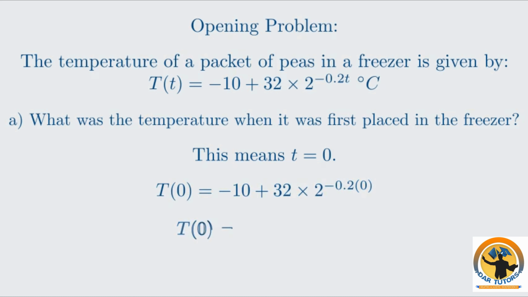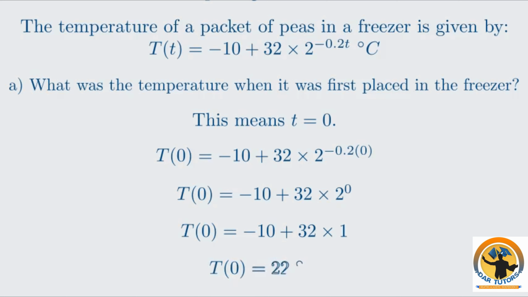Any non-zero number raised to the power of 0 is 1. So 2 to the power of 0 is 1. This simplifies to negative 10 plus 32, which is 22. So the peas started at 22 degrees Celsius.